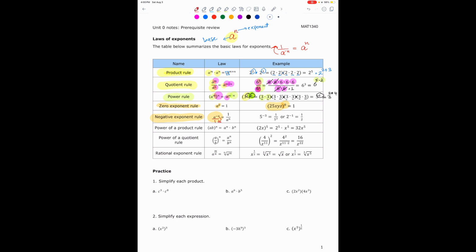Here is an example. If you have 5 to the negative 3, it can be rewritten as 1 over 5 to the third. Similarly, if you have 2 to the negative 1, it's the same as saying 1 over 2 to the positive 1. We usually don't write the power if it's 1, but it is there.